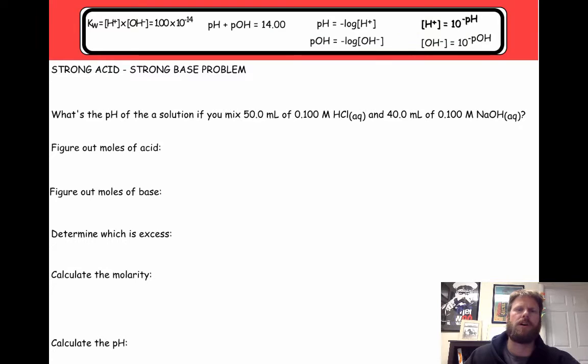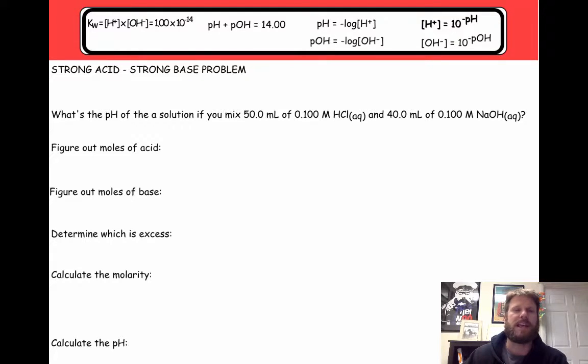The last type of problem we're going to look at is mixing a strong acid with a strong base, having a neutralization reaction occurring, and determining the pH afterwards. These are simply limiting reactant problems. You have to figure out how many moles of acid and how many moles of base are reacting, and then there's going to be excess of one or the other, excess acid or excess base. And then you determine the pH from there using the excess amount that is left over.